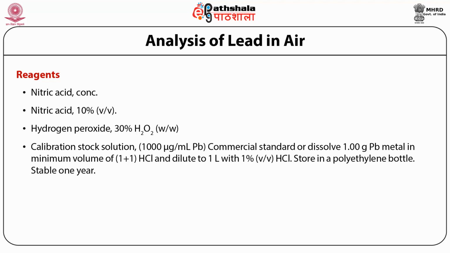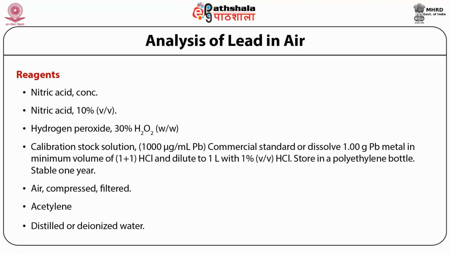it can be prepared by dissolving 1 gram of lead metal in minimum volume of 1 plus 1 HCl and dilute HCl. It is then stored in polyethylene bottles and is stable for 1 year. From this, the working solutions can be prepared at the time of experiment. And the sample used is for air, compressed and filter. Acetylene is used. Required distilled or deionized water.